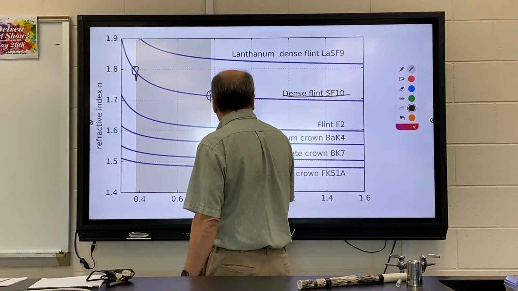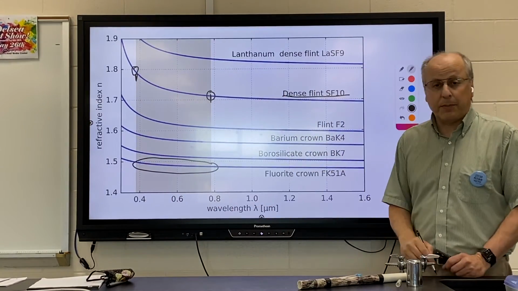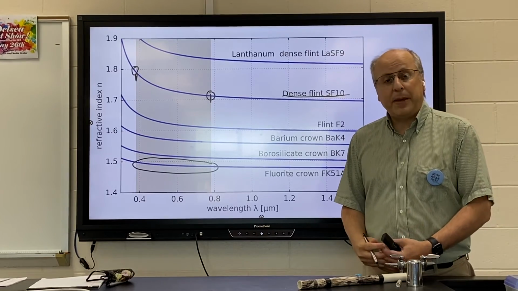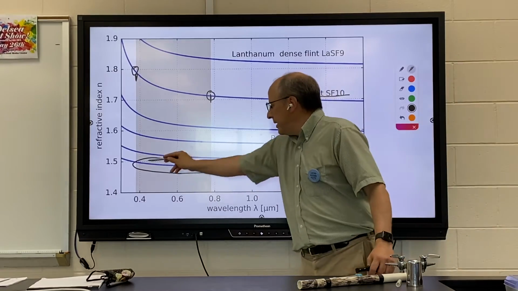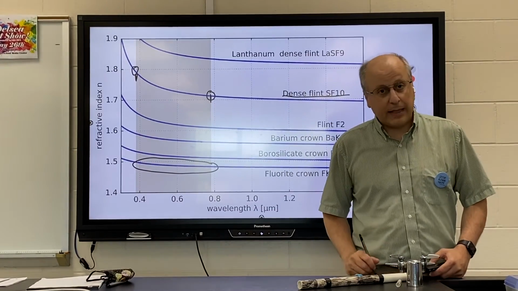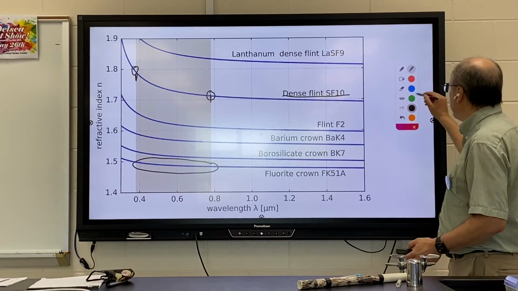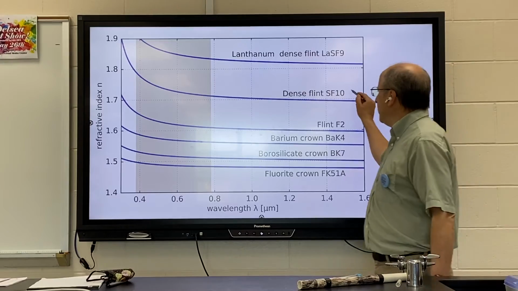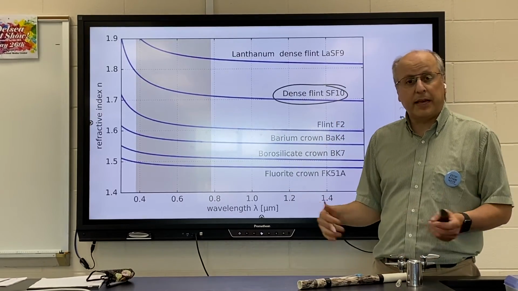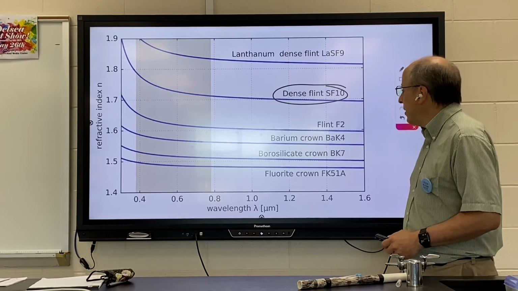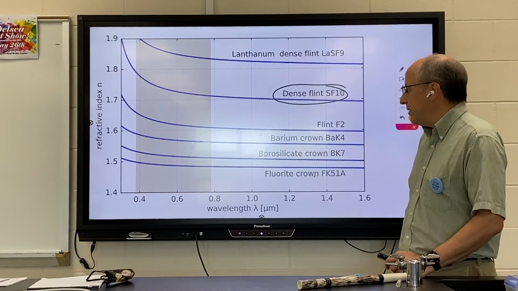Something more along the lines of this bottom curve would be much more desirable, because even though it might not bend the light as much, the separation between the violet end and the red end will be a lot less. There's not as big of a difference in the index of refraction. This material might be really good if you're trying to make a prism where you want to split the light up into the different colors, but this material would be better if you're trying to minimize that effect.